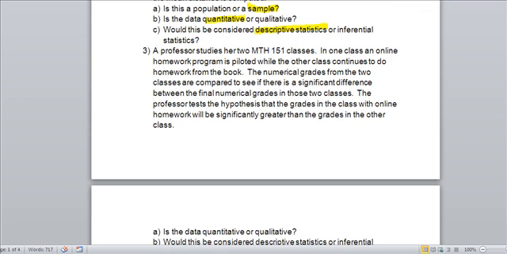Okay, we have a third example. A professor studies her two Math 151 classes. In one class, an online homework program is piloted, while the other class continues to do homework from the book. The numerical grades from the two classes are compared to see if there's a significant difference between the final numerical grades in those two classes. The professor tests the hypothesis that the grades in the class with online homework will be significantly greater than the grades in the other class.